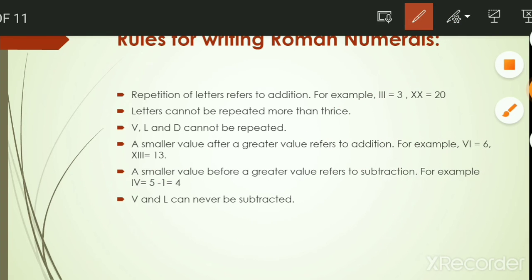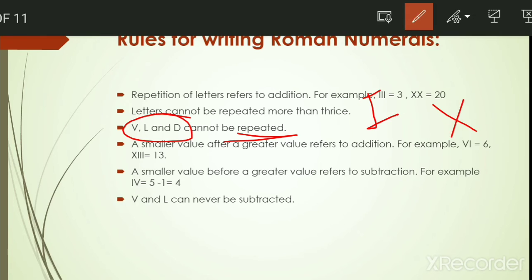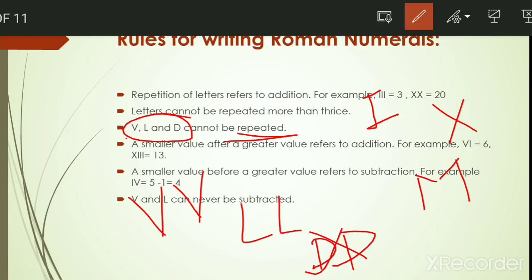Coming to the next, V, L and D cannot be repeated. Yes, you can repeat I, you can repeat X, you can repeat M, but you cannot repeat V, L and D. It means you cannot write V and V 2 times, you cannot write L and L 2 times, you cannot write D and D 2 times.